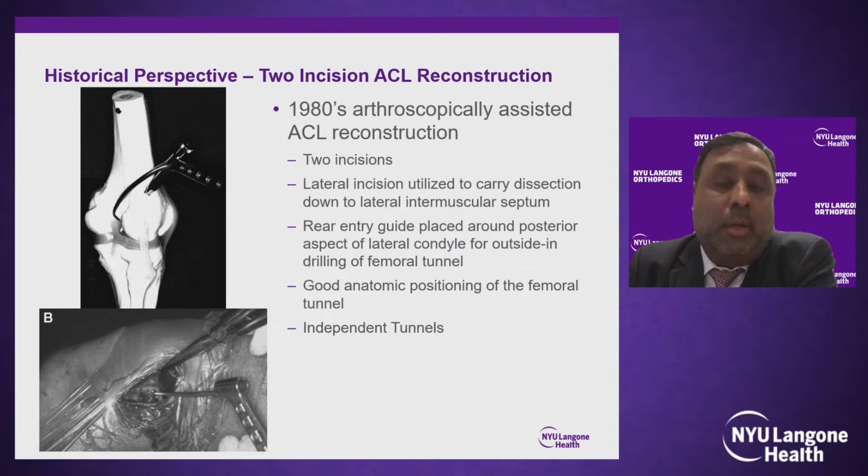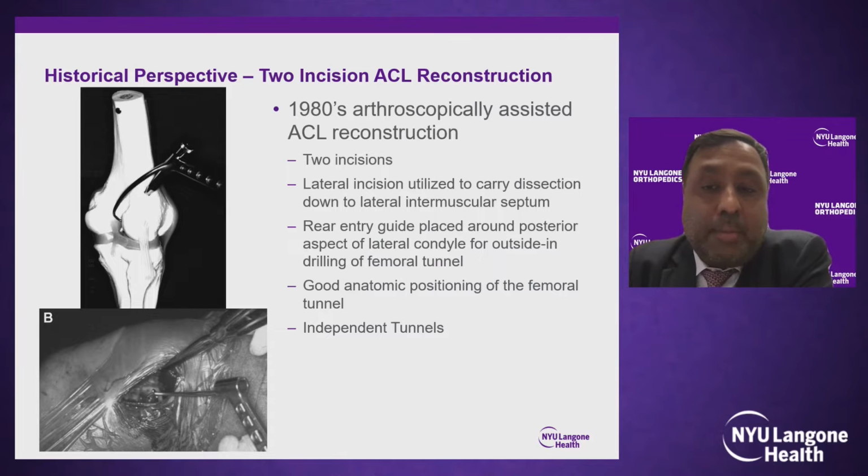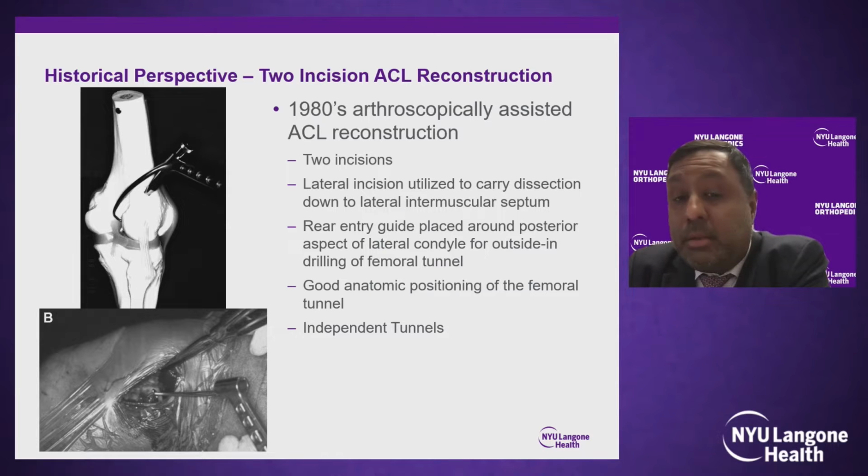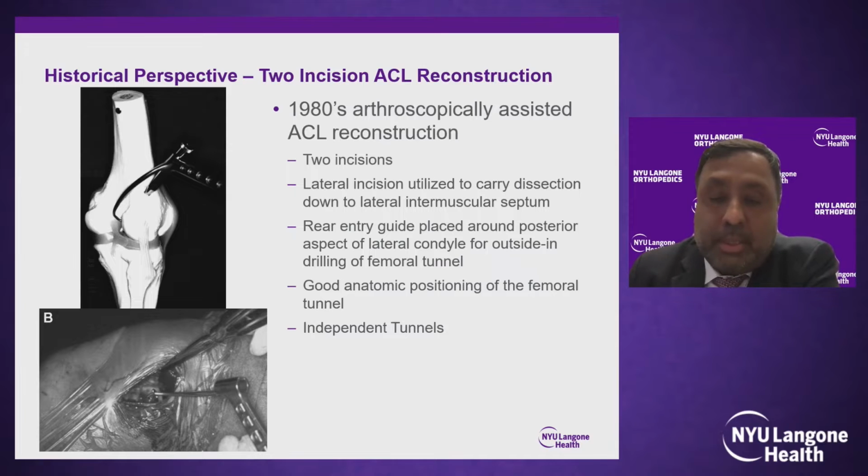The ACL reconstruction that would most closely resemble what we do today was first started in the 1980s, in which our more senior colleagues were using a 2-incision technique, utilizing a lateral incision that we carried down to the lateral intermuscular septum. A rear entry guide was then placed around the posterior aspect of the lateral femoral condyle, which allowed for outside-in drilling of the femoral tunnel. This technique allowed for excellent anatomic positioning of the femoral tunnel and allowed the tunnels to be drilled independently.